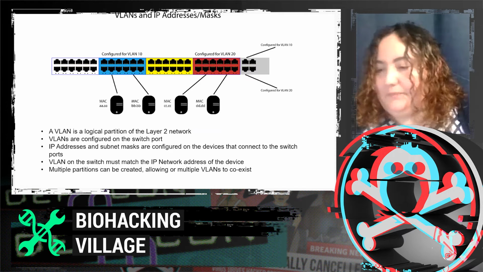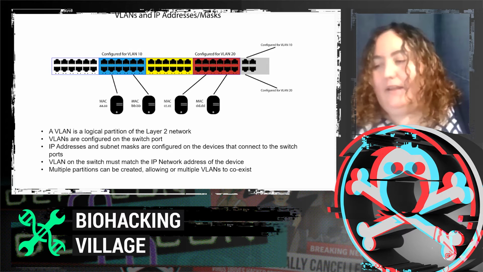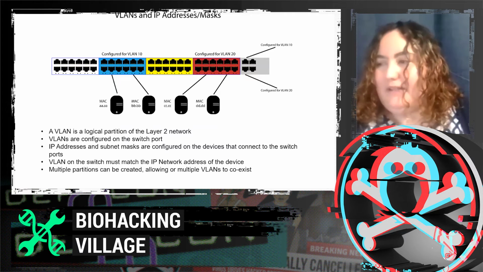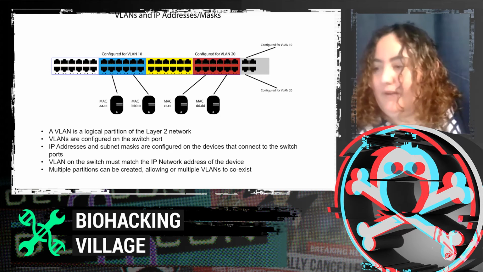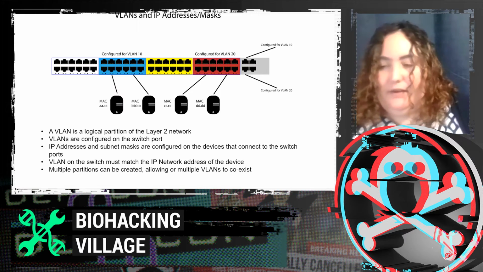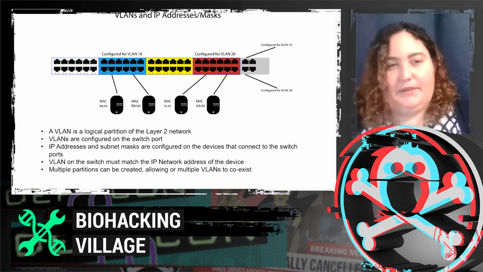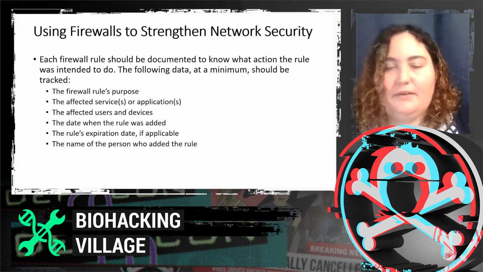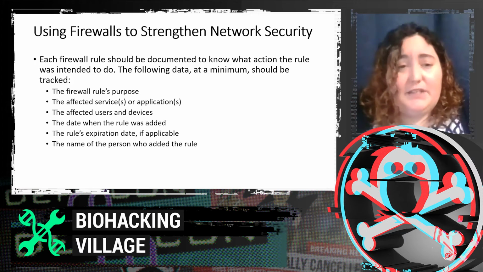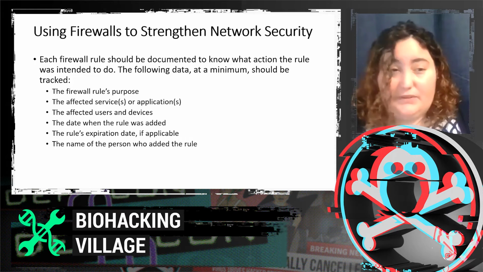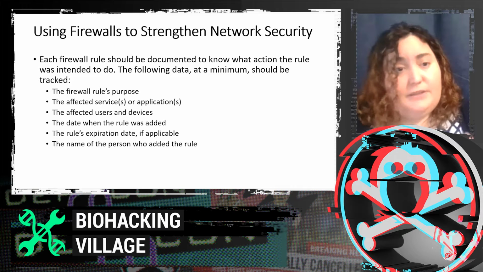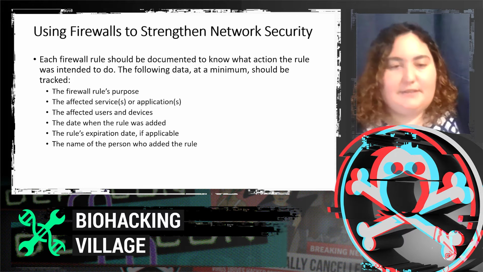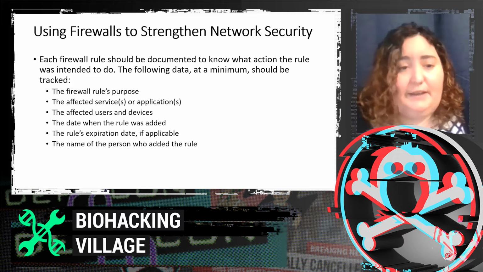A VLAN is a logical partition in the layer 2 network. Here's a background of what a switch would look like, and some ideas of what the logical layout would look like. I have removed a section on types of firewalls. There are several types of firewalls, and you should look to find which kind suits your purpose. There is some great information out there, and I've included that in our resources at the end.